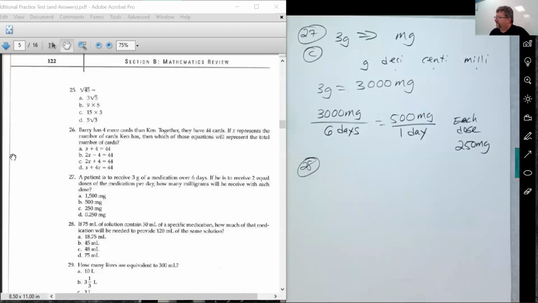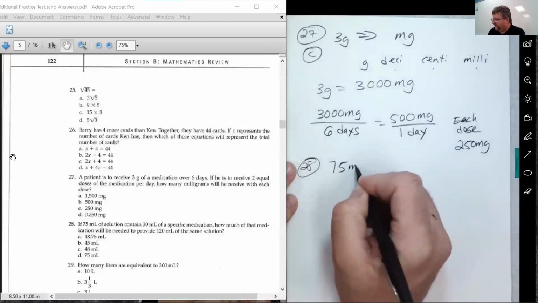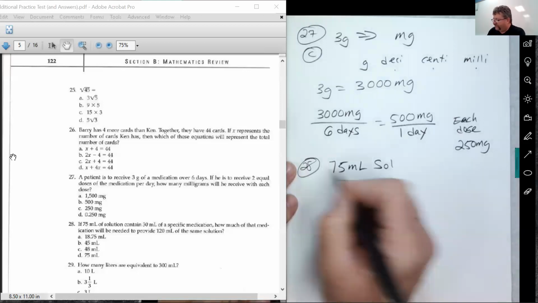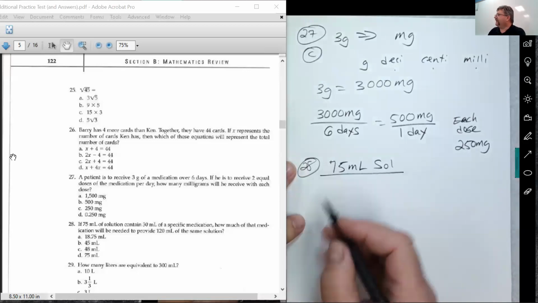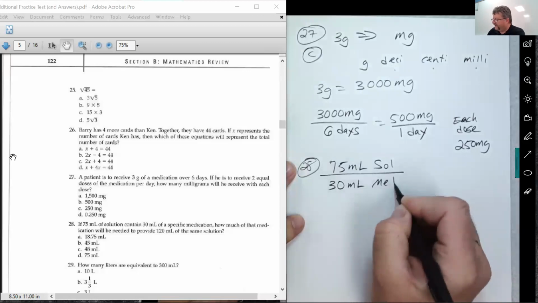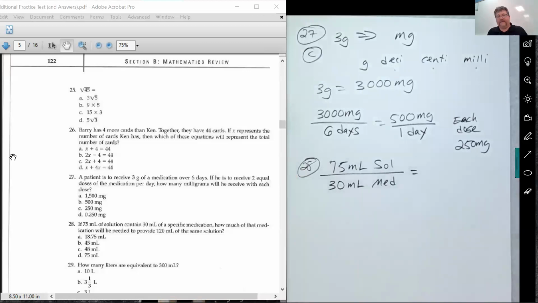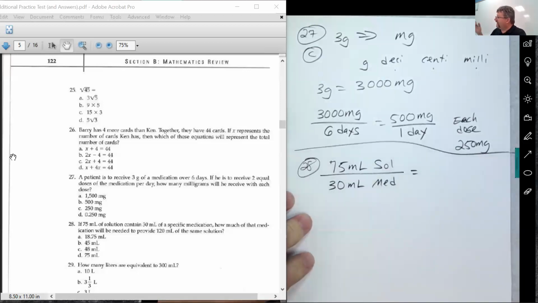One of them is going to be milliliters of solution. So if I look at, I've got 75 milliliters, I'll just say solution, SOL. If I have that, that contains 30 milliliters of the med, okay? I need to keep it straight. I've got solution on the top and med on the bottom. If I flipped it the other way, that's fine, as long as I'm consistent on the other side. Let me just draw a line here to separate out that problem. I'm going to have solution over med again here with the rest of my proportion.